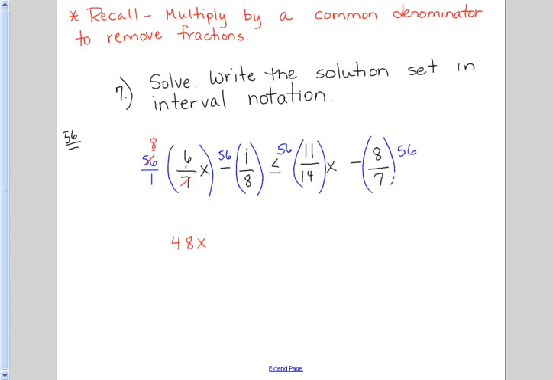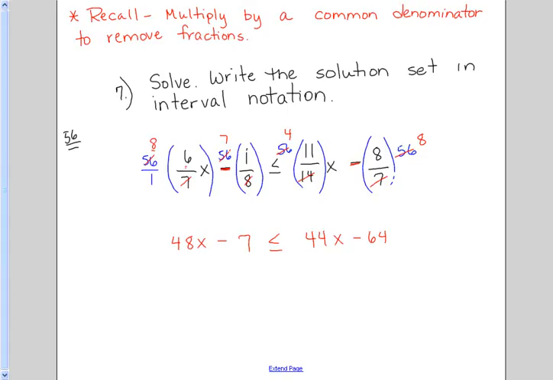I would do the same thing with the next term. 8 will divide into 56 7 times. 7 times 1, which would be still this negative, I would bring down -7, is less than or equal to, now divide again, 14 will divide into 56 4 times, multiply 4 times 11 times x to give us 44x. Move to the next term, 7 will divide into 56 8 times, 8 times 8, with the negative here would be -64. Okay, now I have an inequality that looks a whole lot better.